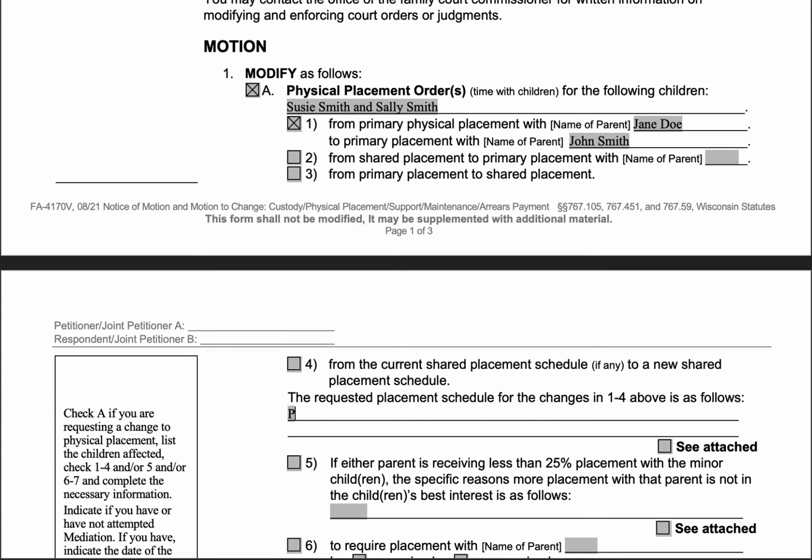So we could say placement with Jane. And we could put a specific schedule. So we could say every other weekend, Friday 5 p.m. to Sunday 5 p.m. And this can be anything you want. So it wouldn't have to be every other weekend. It could be every Tuesday or every other Tuesday, whatever works for your schedules, 2 weeks in the summer, whatever it is you want to propose.